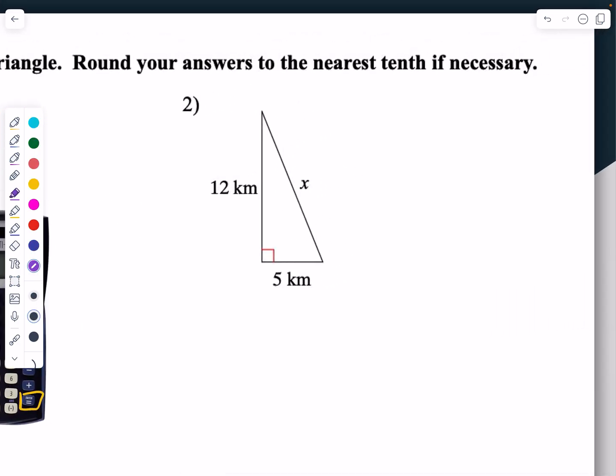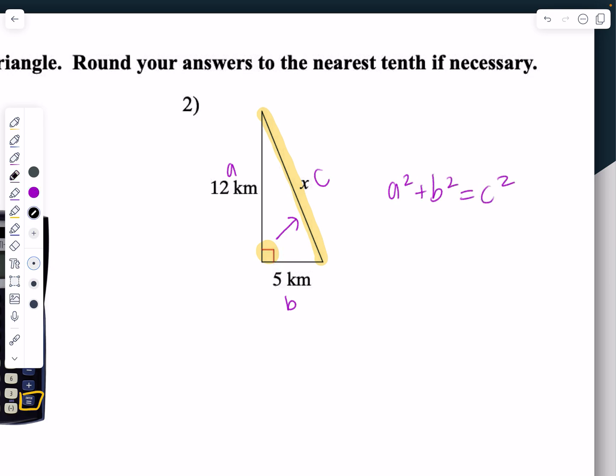The first thing you always do is label your A, your B, and your C. So again, I'm going to label my legs, and then here's my hypotenuse. It lies opposite the right angle. So this is always going to be my longest side. It's going to be the hypotenuse. So a squared plus b squared equals c squared.